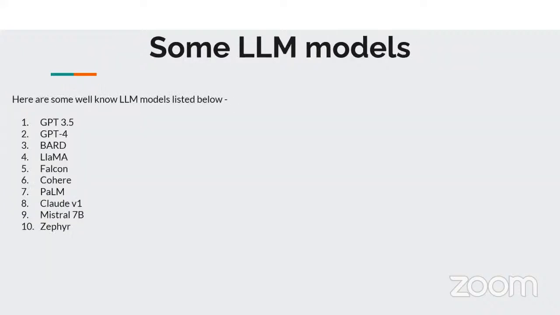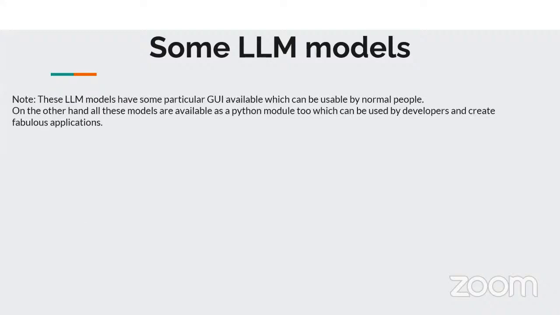Then there are some LLM models. Here are some well-known LLM models listed below. GPT-3.5 and GPT-4 are from OpenAI, and some are from Hugging Face, which are open source models, and BERT and PaLM are from Google. Some LLM models come with user-friendly GUIs, graphical user interfaces, for easy use, while others are available as Python modules for developers to build custom applications.